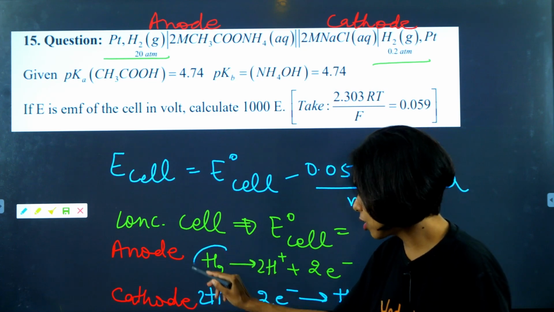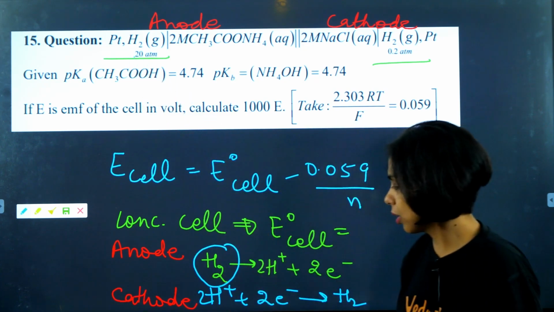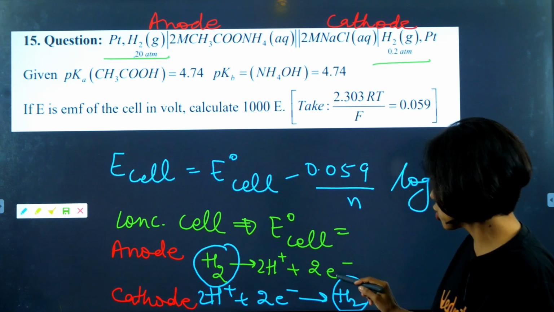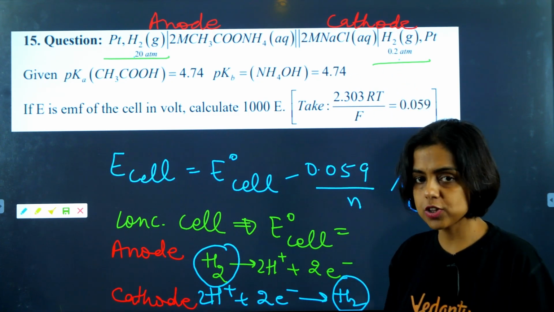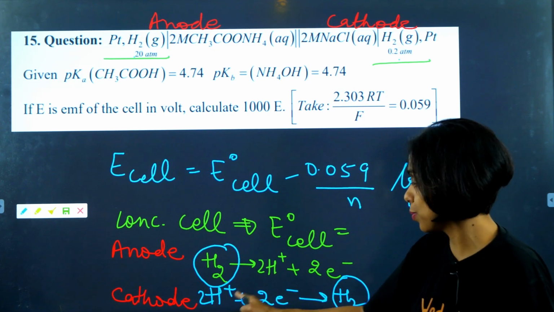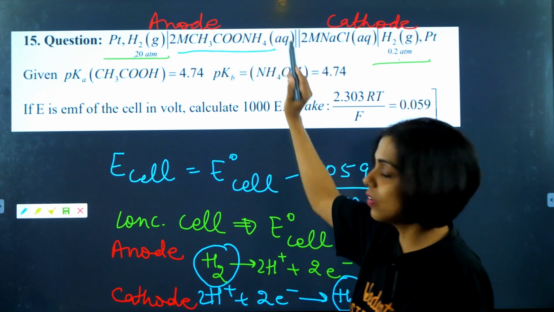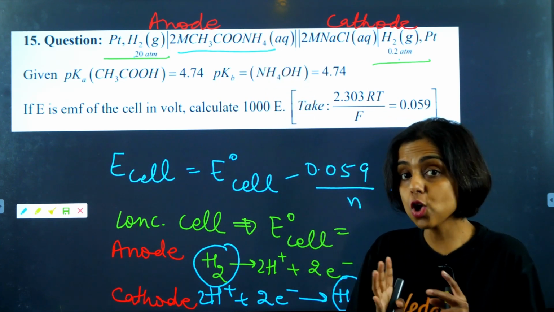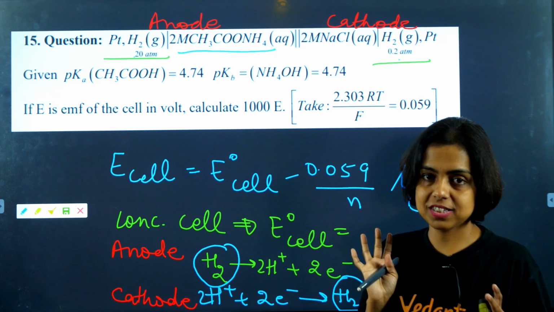reactant side, we have the pressure of H2, that is 20 at the anode compartment. On product side, we have the pressure of H2, that is 0.2 in the cathode compartment, right? And the concentration of H positive we need. Now for that, we know in the anode compartment, we have this solution, which is a salt solution of a weak acid and a weak base.